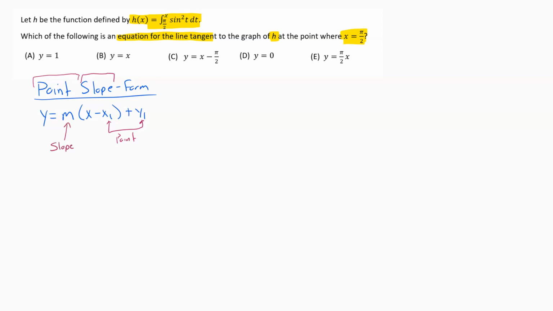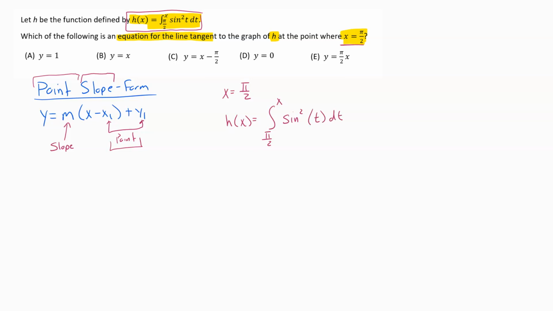Well, to find the point, let's start there, right? To find the point of an equation, you're usually just going to take whatever the x value is that they give you and plug it into the equation. Plug in x, get out y. So in our scenario here, we were given x is pi over 2. And we started with an equation right back up top here that told us that h of x is equal to the integral from pi over 2 to x of sine squared t dt.